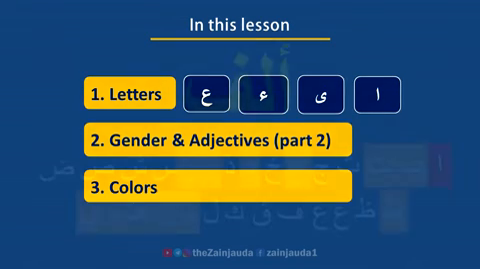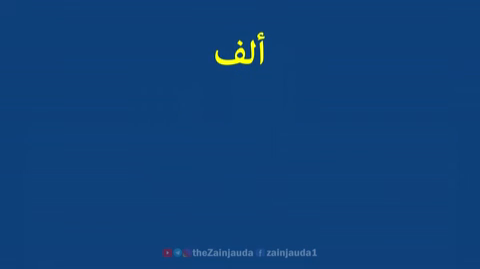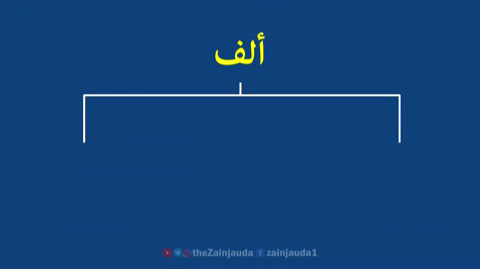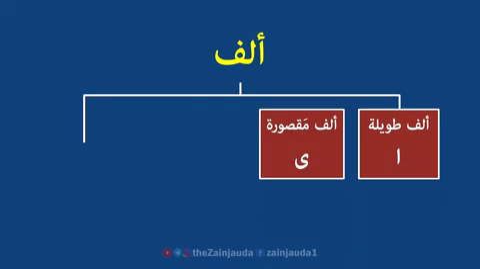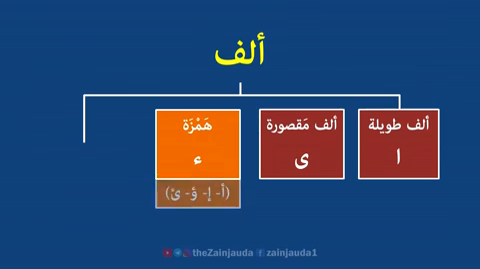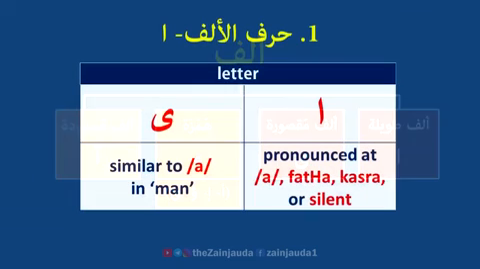So let's start. Bismillah. Our first letter for today is alif. It is the first letter in the Arabic alphabet. Alif covers a wide variety of forms. So under alif we will introduce al-alif al-tawila, al-alif al-maqsura, al-hamza and its different variations, and finally al-alif al-mamduda. Let's have them in details.